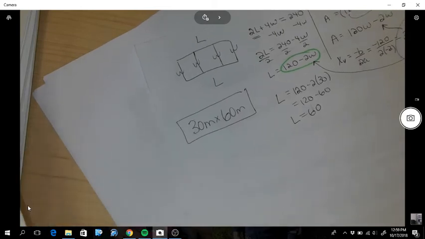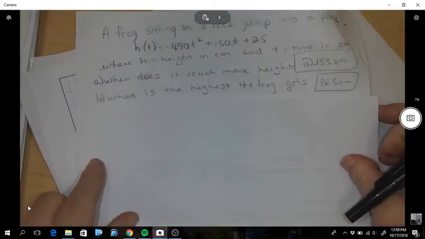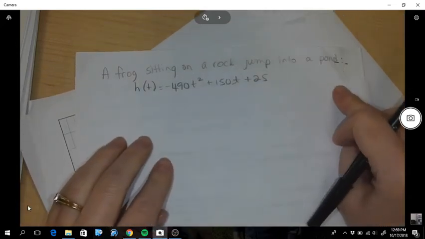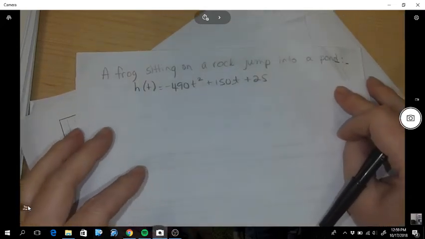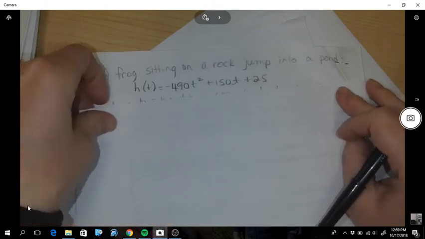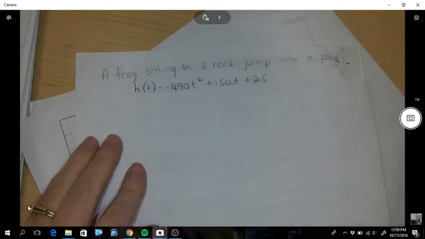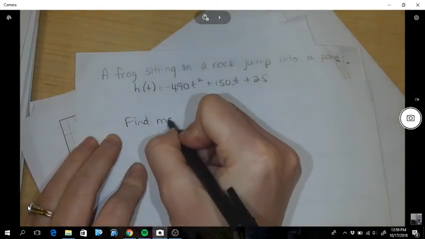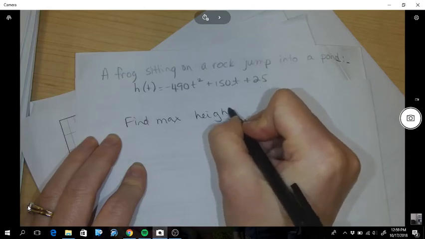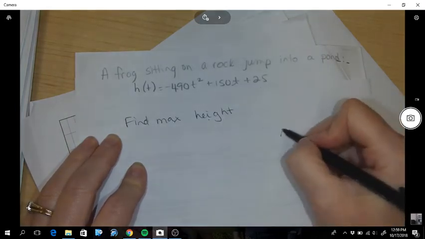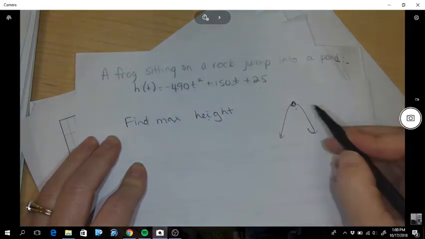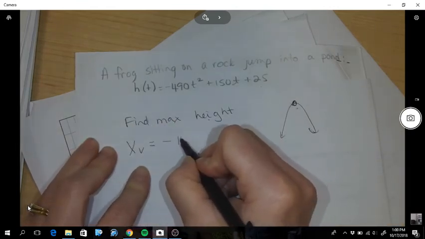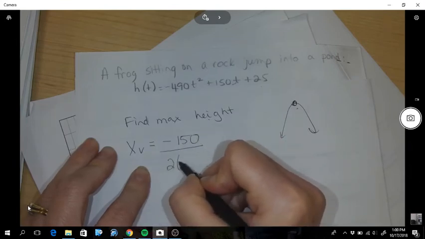And a third type. You have a frog sitting on a rock and he jumps into a pond, and I give you this equation that describes his jump. Find the max height. Max is a vertex. He jumps off a pond, you're finding the max. So x of the vertex equals negative b over 2 times a.